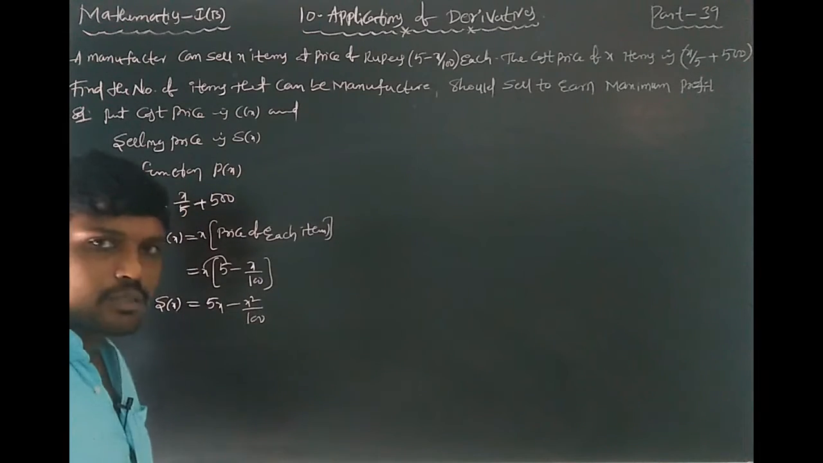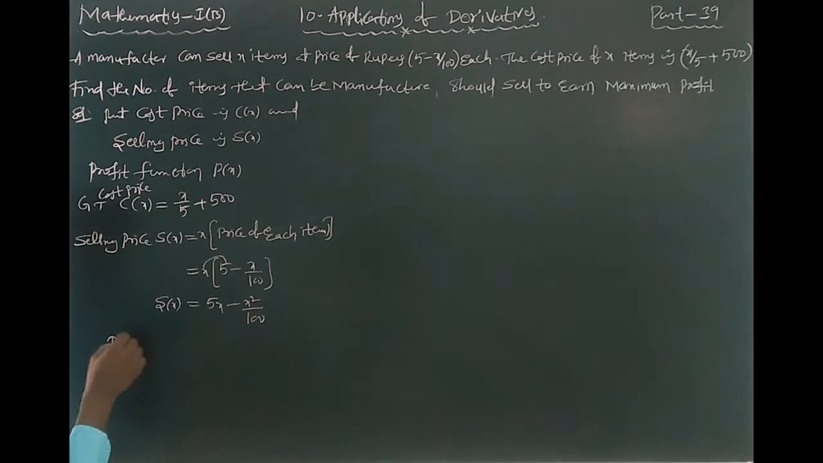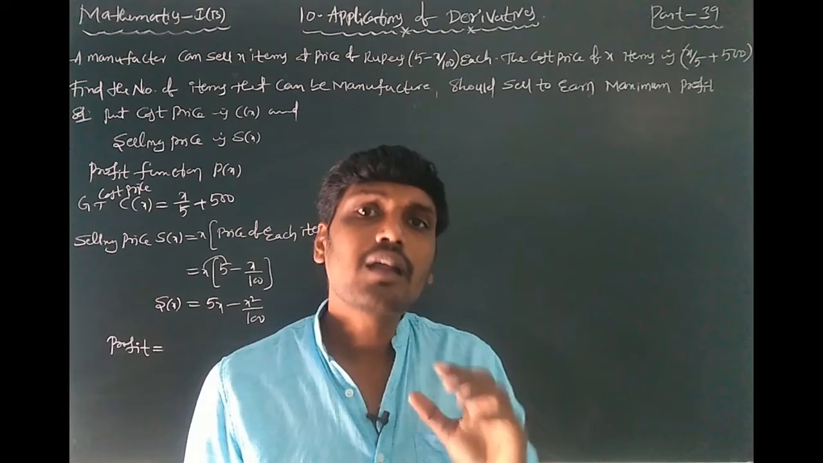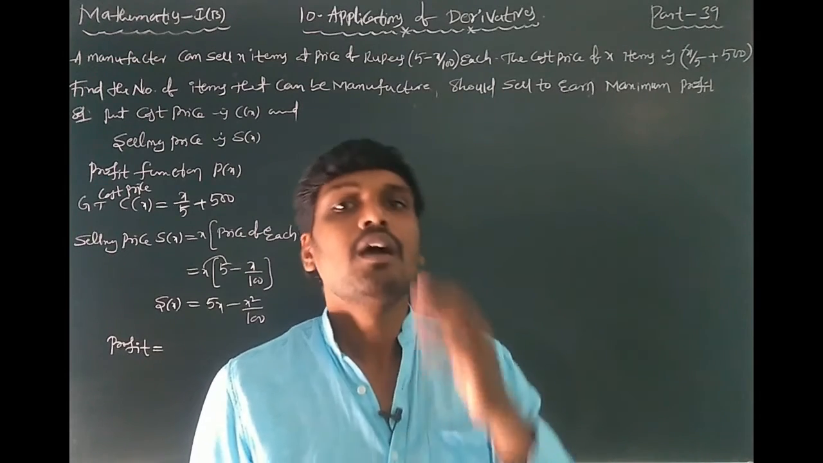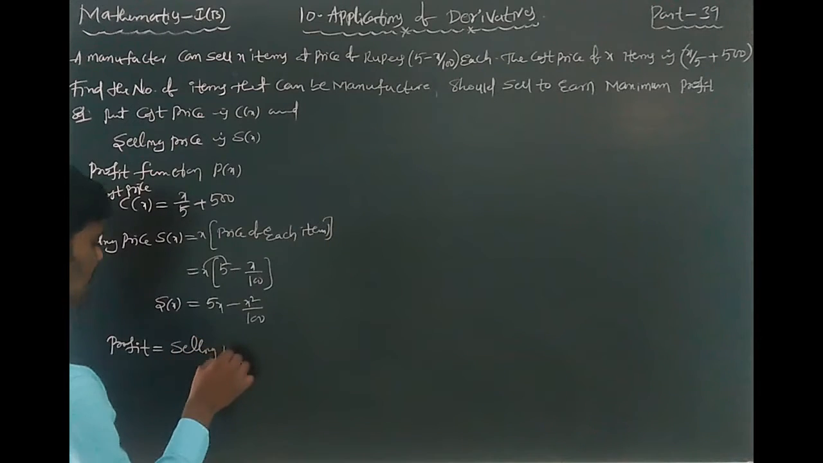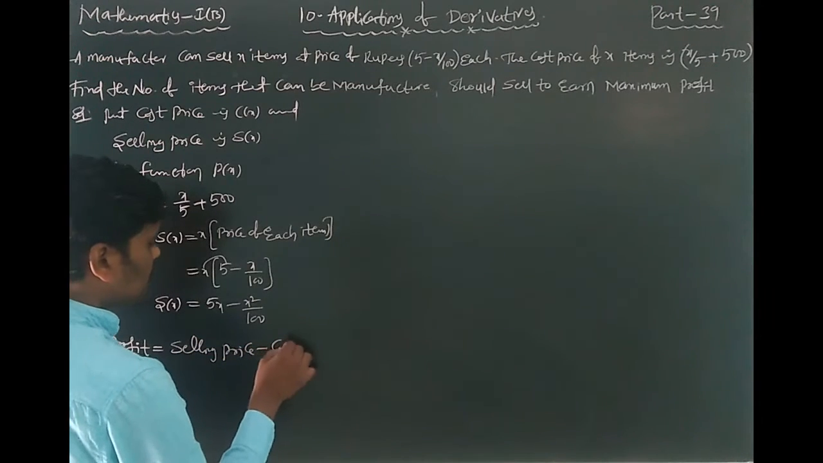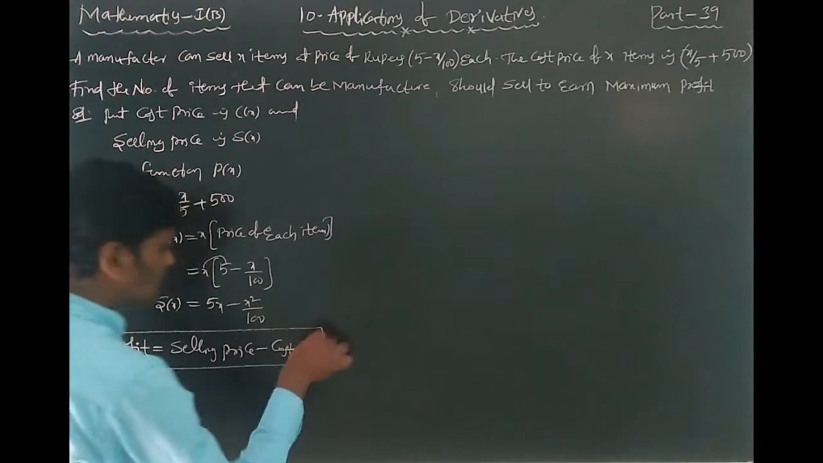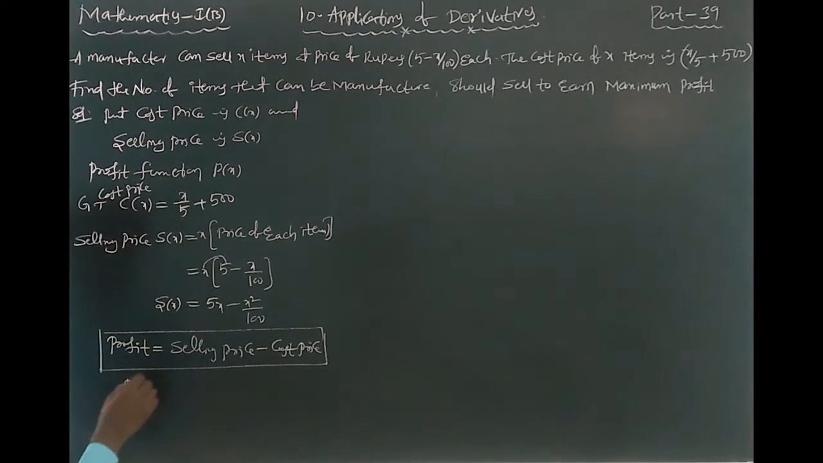This is the cost price. After that, profit. What is the meaning of profit? Selling price minus cost price gives profit. Here, the selling price is more than the cost price, so you get profit. The profit function P of X is the selling price S of X minus the cost price C of X.